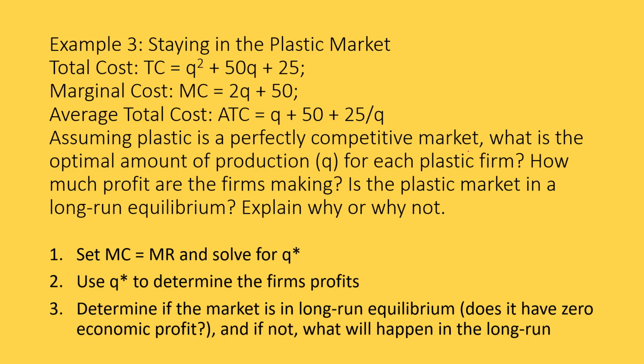So the rules for solving this kind of problem are to set marginal cost equal to marginal revenue and then solve for Q star. And then use that Q star to determine the firm's profits. In other words, plug Q star into your total revenue and total cost equations. Remember that total revenue, that profit.